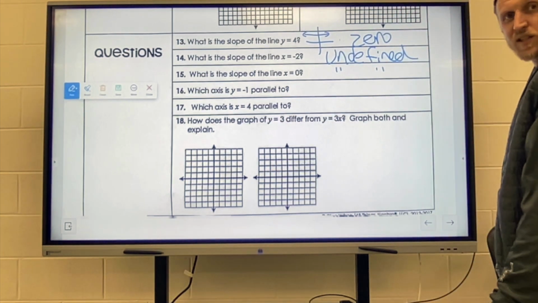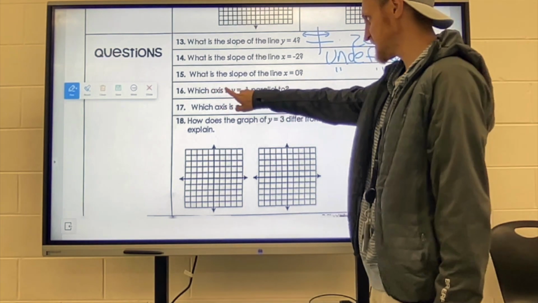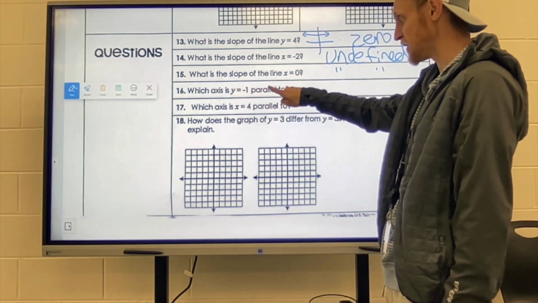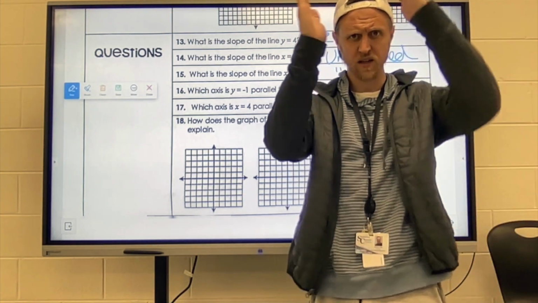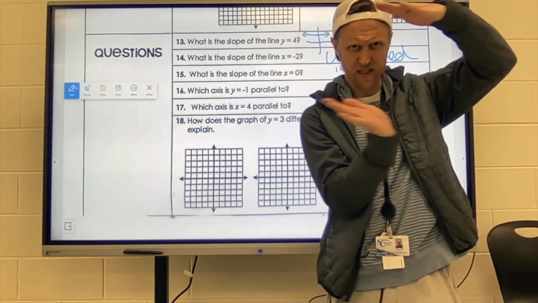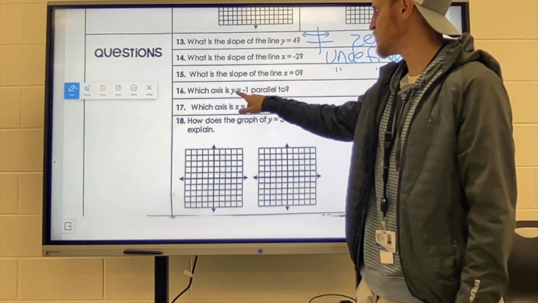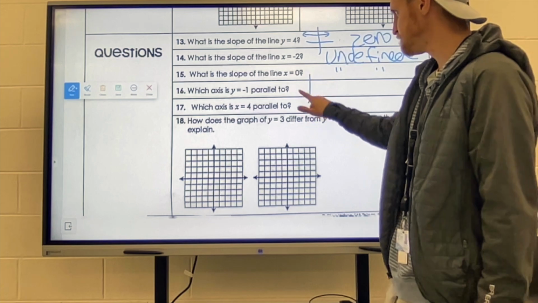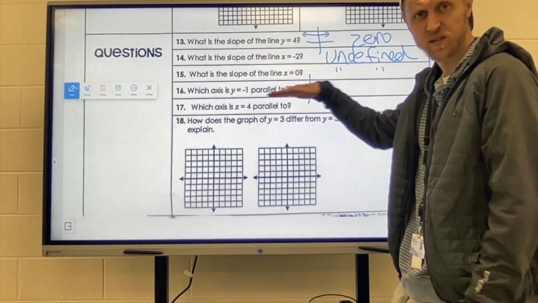Now, this is a weird one, and this is a word that we're going to be using literally in our next lesson. So, probably want to get to know what this word means. It says, which axis is y equals -1 parallel to? Parallel means you run right beside it. You're like the same as it, just in a different spot. And so, if we are dealing with y equals -1, that means we're dealing with a horizontal line, side to side.